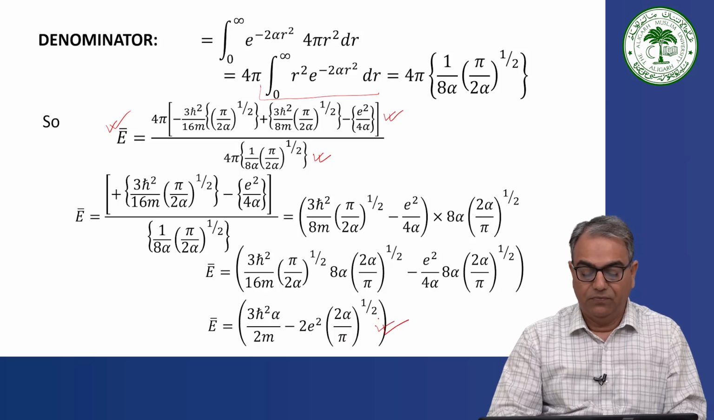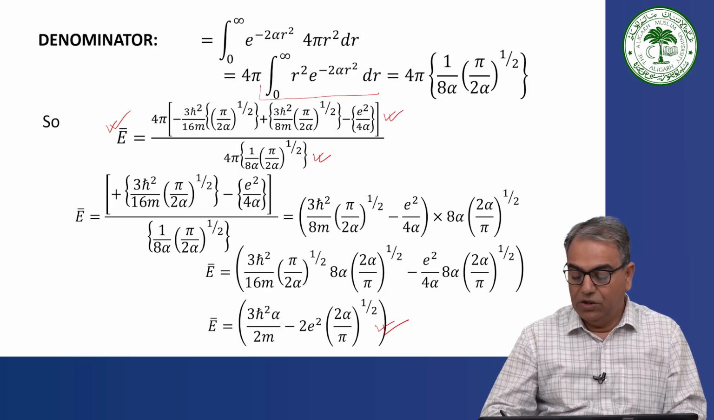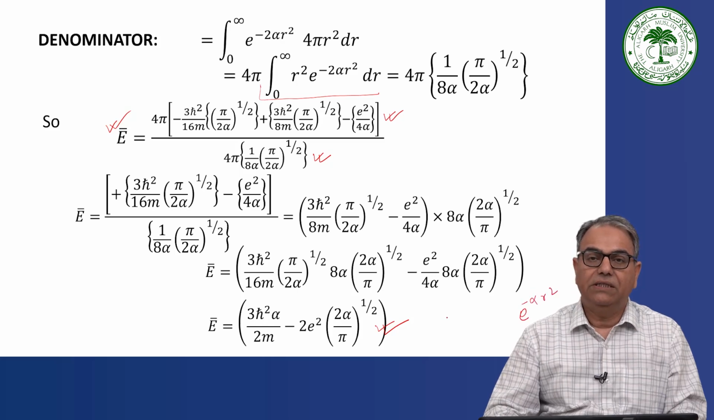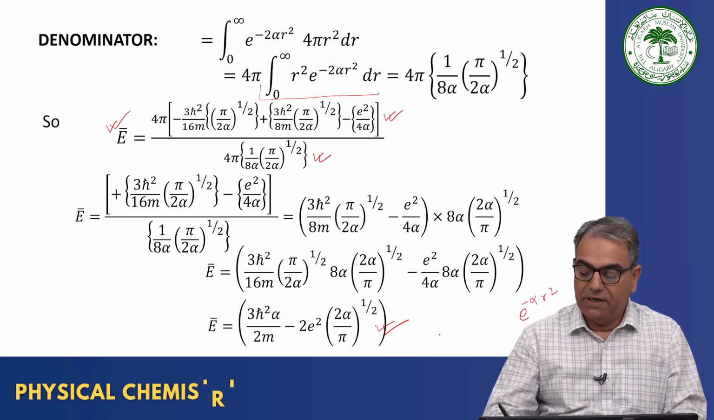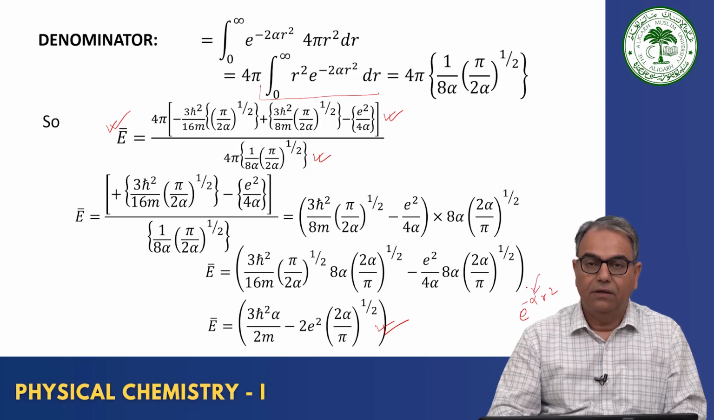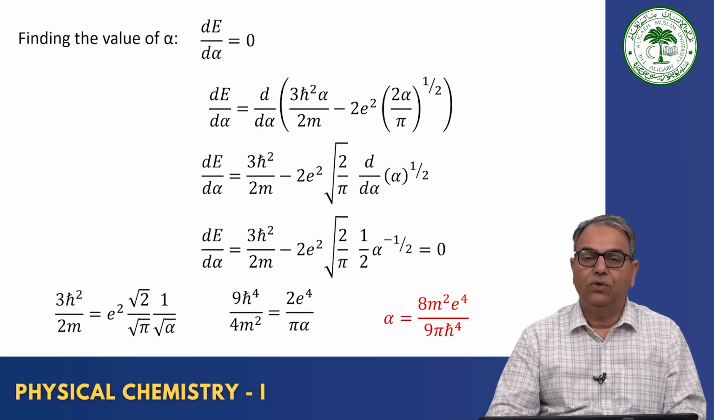This is the energy value. Now you see your trial function was exponential minus alpha r square. So what is the variation parameter here? The variation parameter here is alpha. So the value of alpha you have to find out. And for that, what do you do? You differentiate this energy value with respect to alpha and equate it to 0.